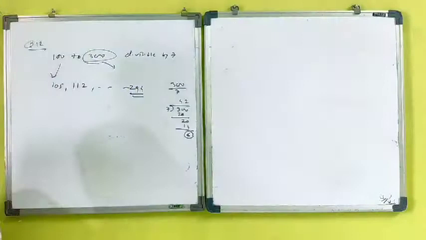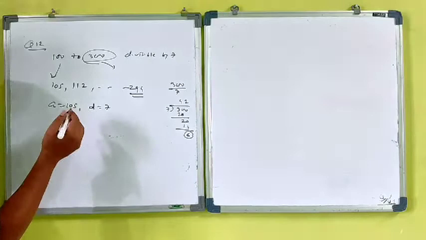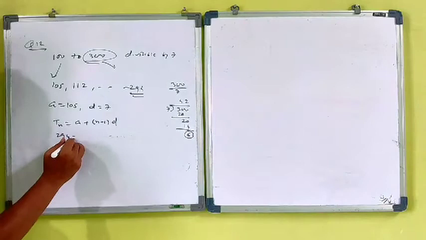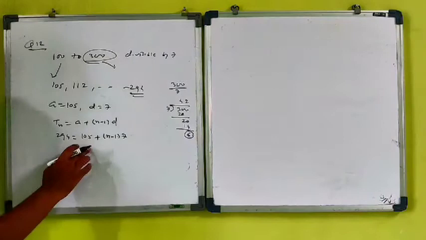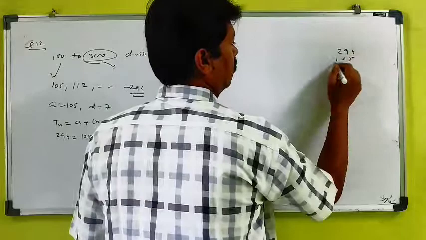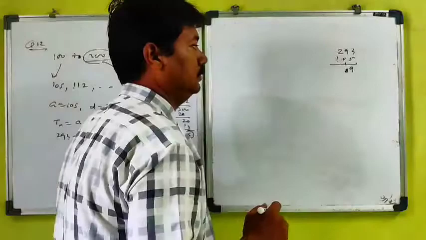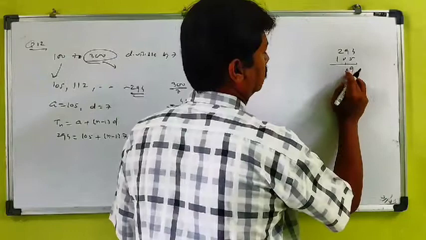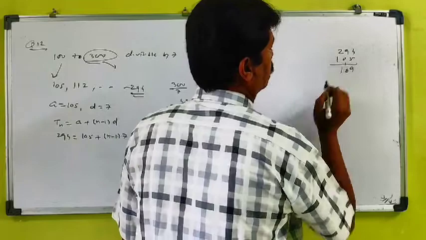So now again the same. A is 105, D is 7. What is n? Here Tn is a plus n minus 1 d. So 294 is equal to 105 plus n minus 1 into 7. So that is 294 minus 105, which is 189.